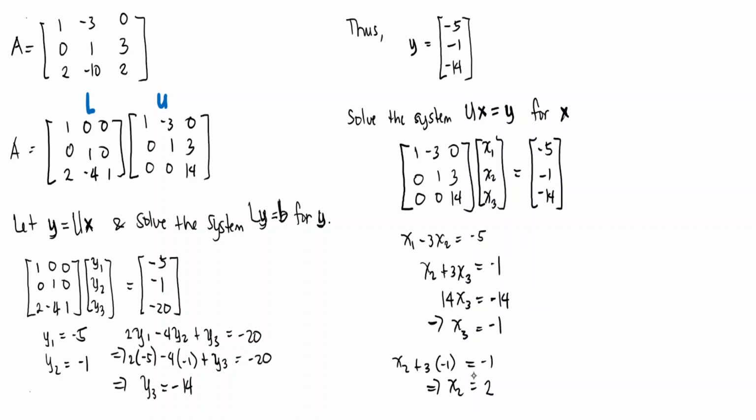And then we substitute these values to our first equation. Actually, we have just x sub 2. So x sub 1 minus 3 times 2 equals -5, which implies x sub 1 is equal to -5 plus 6, so that's 1. Therefore, our solution to the system, the unknown x, equals x sub 1, which is 1, x sub 2, which is 2, and x sub 3, which is -1.